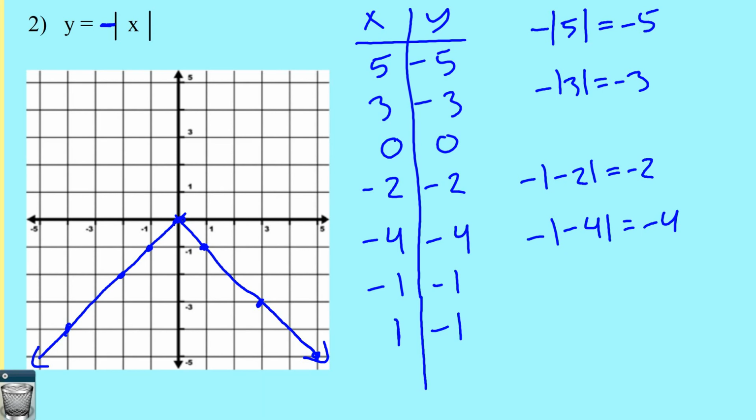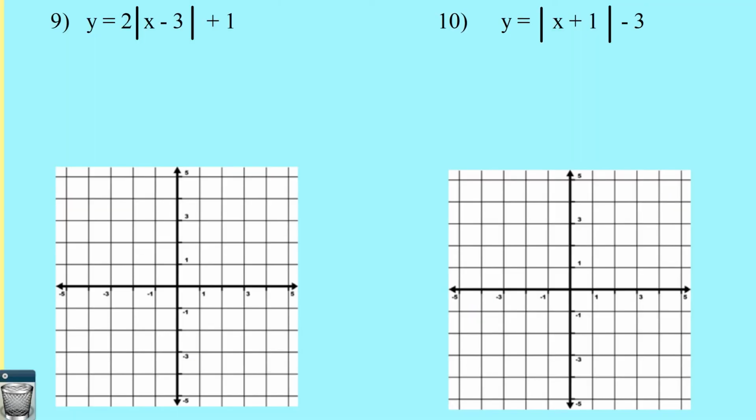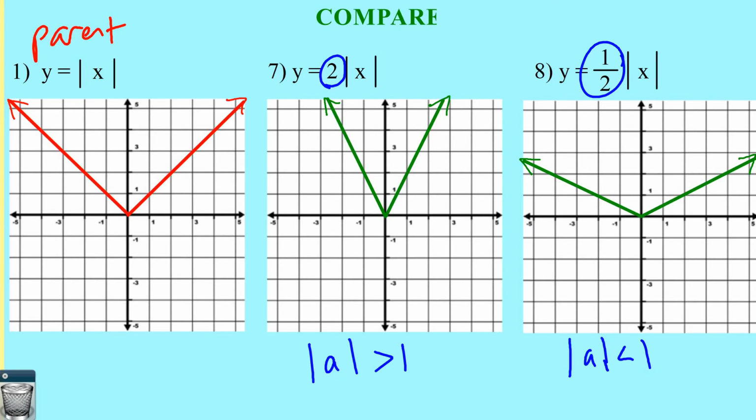Let's see, the negative on the outside makes it go down. Yes, flips down. All right, so now let's put it all together. Okay, so here are all the translations, compressions, and stretches. Oh, I didn't use the technical terms. Let me go over here.